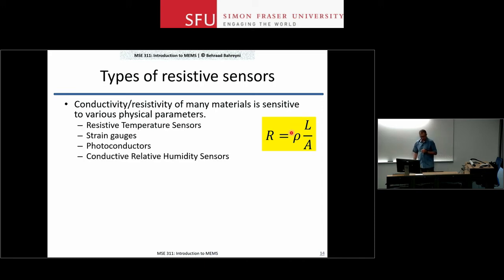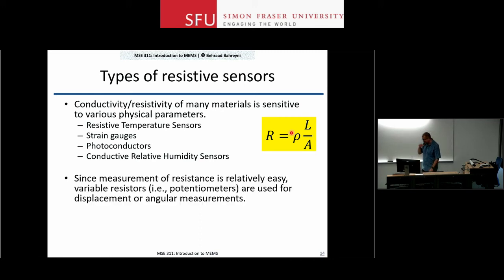So some examples are shown here. Now, because measurement of resistors is easy, people have actually used, let's say, potentiometers as part of their sensing systems. Right? So you basically attach a potentiometer to a rotating shaft, and you can measure the angular displacement by measuring that resistance.